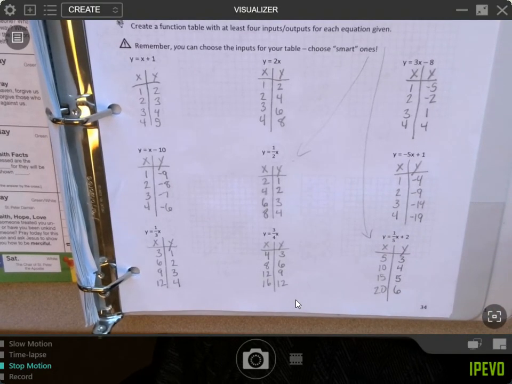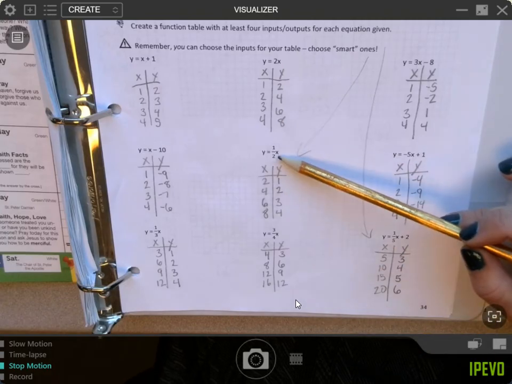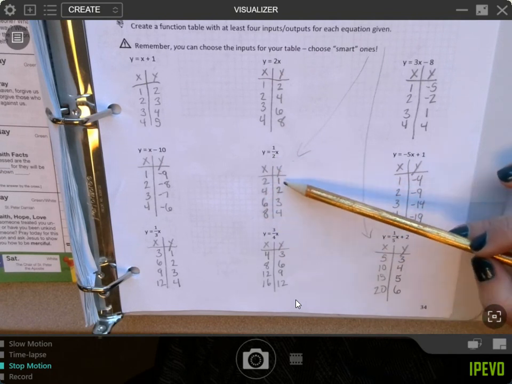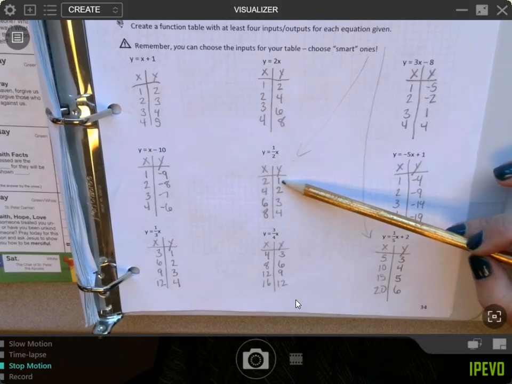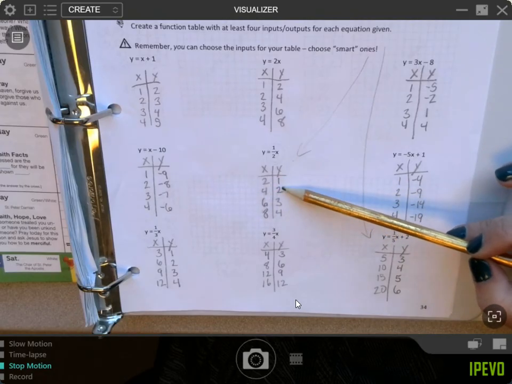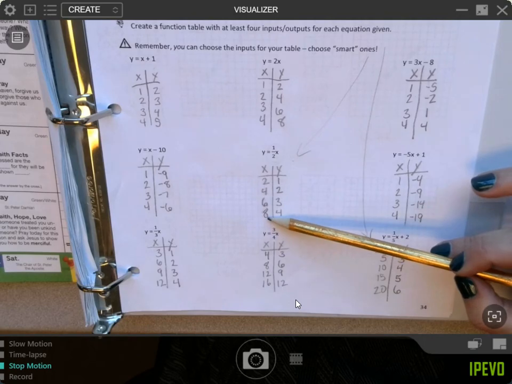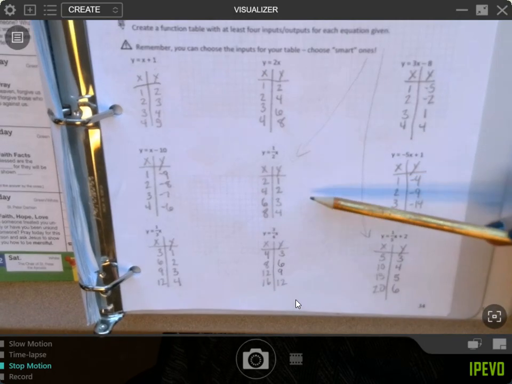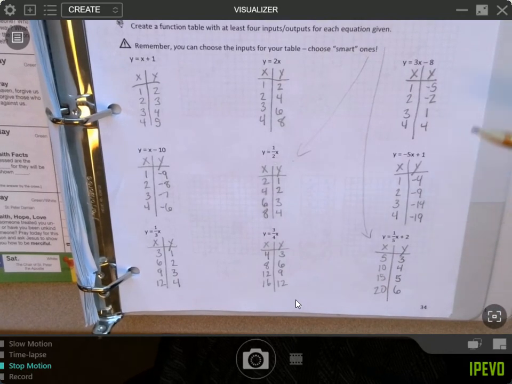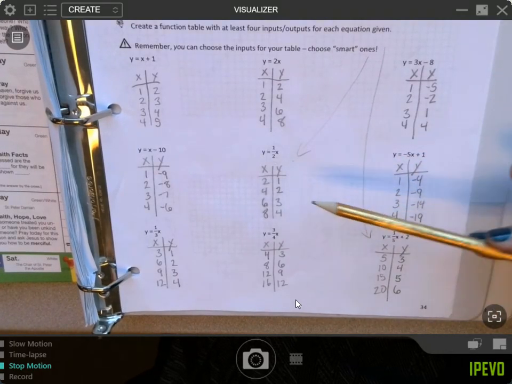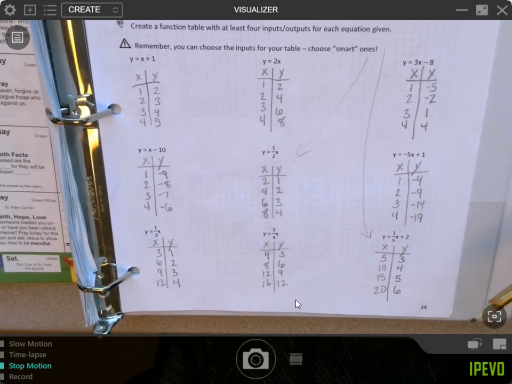It's not wrong if you get a fraction as an answer. It's just a lot easier to work with whole numbers. If you put in multiples of that denominator, you're able to get those whole numbers. So a half of 2 is 1, a half of 4 is 2, a half of 6 is 3, a half of 8 is 4. Because these were all multiples of that 2, I could divide them out evenly. But again, if you got a fraction, it doesn't mean it's wrong.